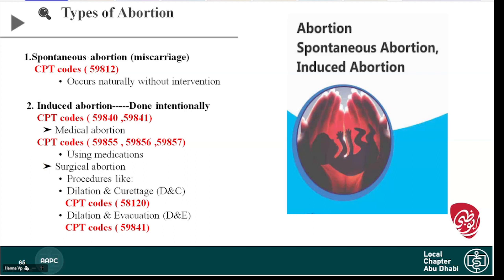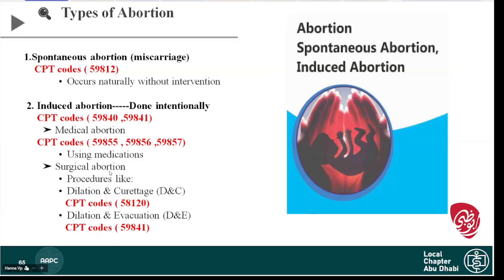Spontaneous abortion usually occurs naturally. Okay, spontaneous abortion or natural miscarriage. See the code 59812. Then induced abortion is done intentionally without any complication. Sometimes people are doing abortion. Medical abortion, sometimes they will use medication, or surgically they will abort.